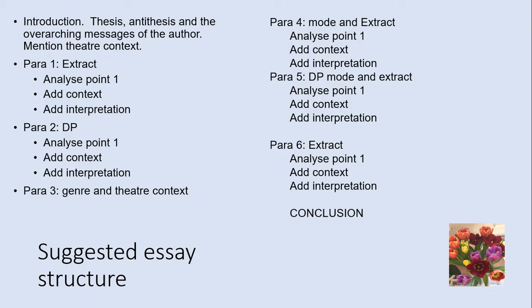And then finally, if you get time, just go back again to that extract, maybe an additional point that you could look at with your extract. I don't think there's any hard and fast rule about a percentage of DP and extract. Usually I suggest that you look at maybe 50-50, or possibly 60% extract and 40% DP. But I don't think in this specification they mark you down if it's unequal. But do be aware that you do need to include that DP.